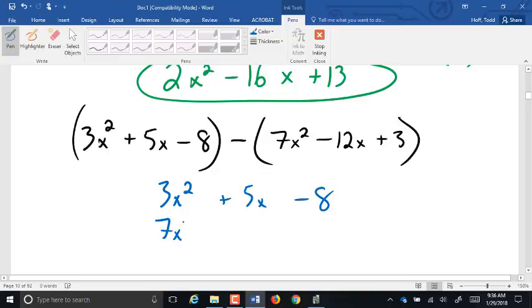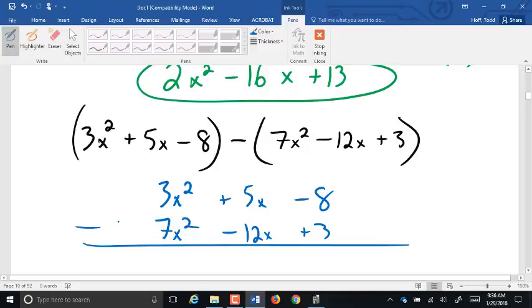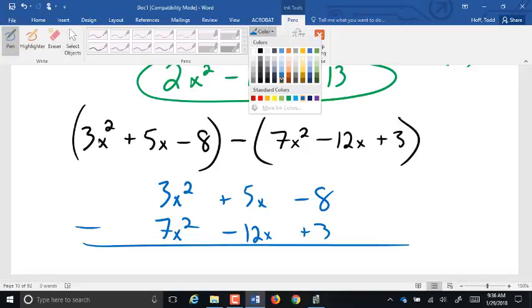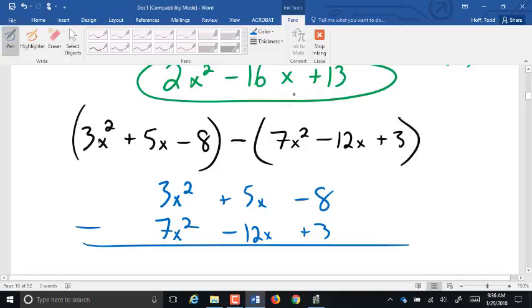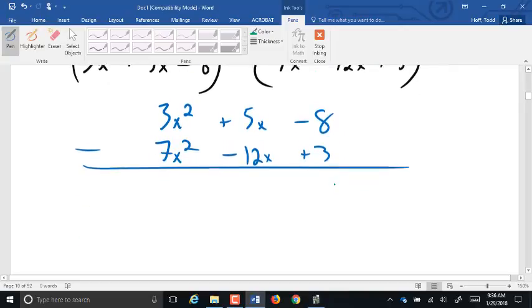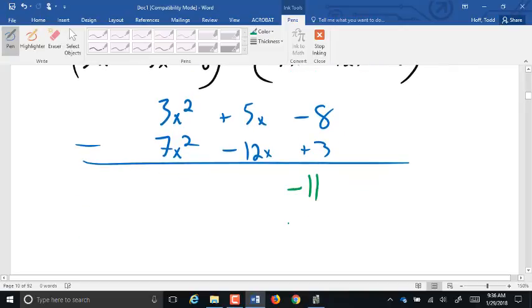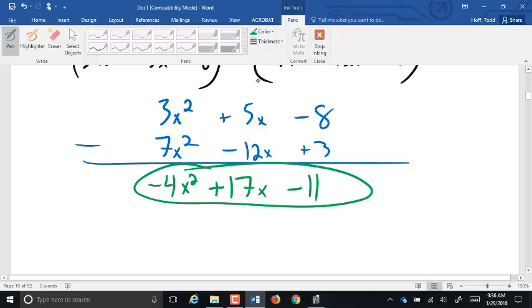So we'll go ahead and write this out. Again, we're subtracting down each column. Negative 8 minus 3 is negative 11. Very good. 5x minus a negative 12x. Positive 17x. Good. And 3x squared minus 7x squared. Negative 4x squared. Perfect. So again, be very careful with the negatives.